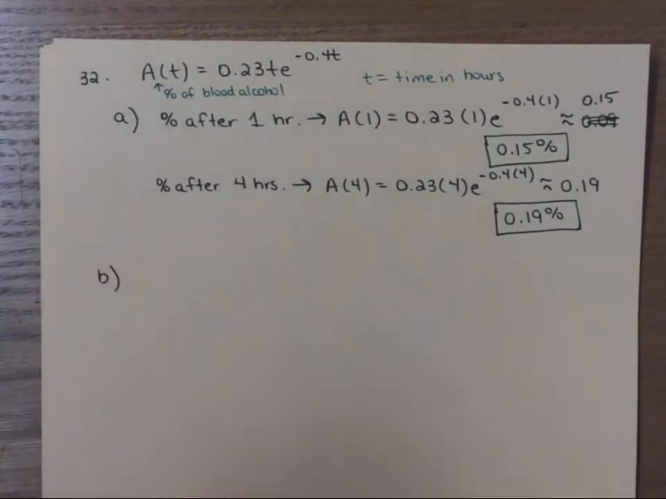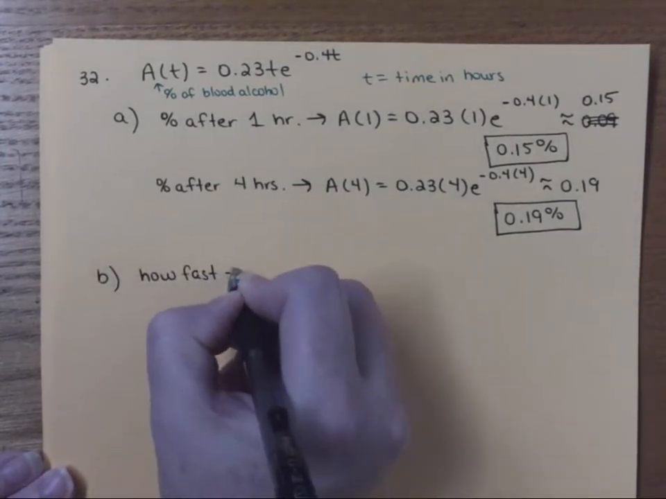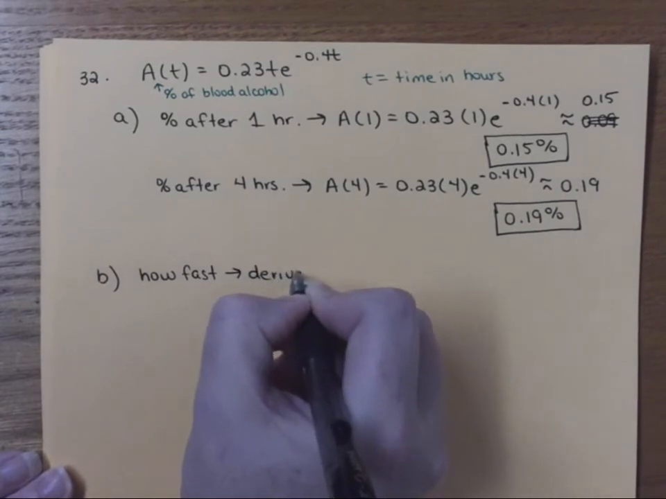All right, but notice the word changing in part B. Part B says how fast. So when you see the term how fast, you need to think to yourself, hey, I need to be finding the derivative.